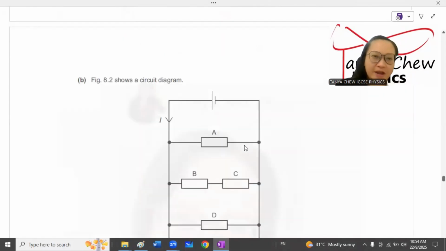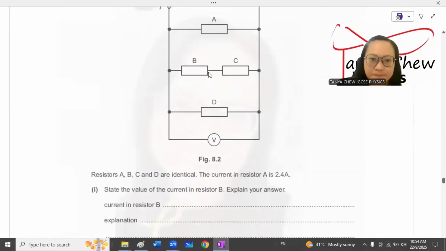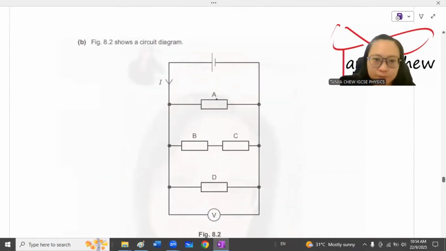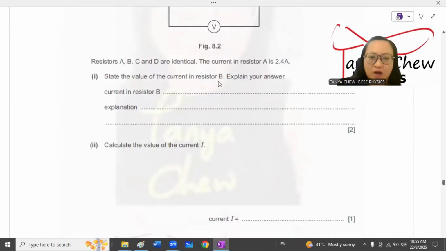Next one, B. Fig 8.2 shows a circuit diagram. Resistors A, B, C, and D are identical. The current in resistor A is 2.4, so I'm going to write down 2.4 ampere. The first one, state the value of the current in resistor B and explain your answer.